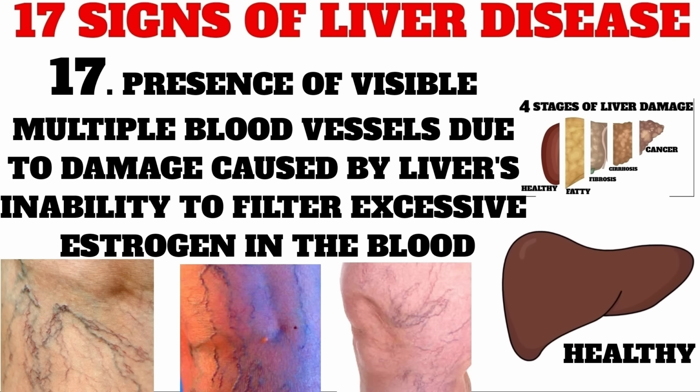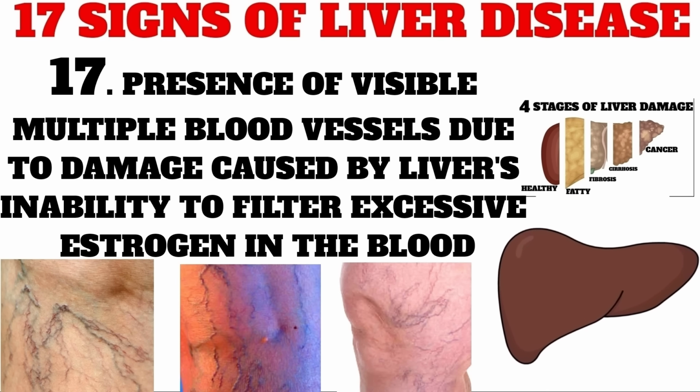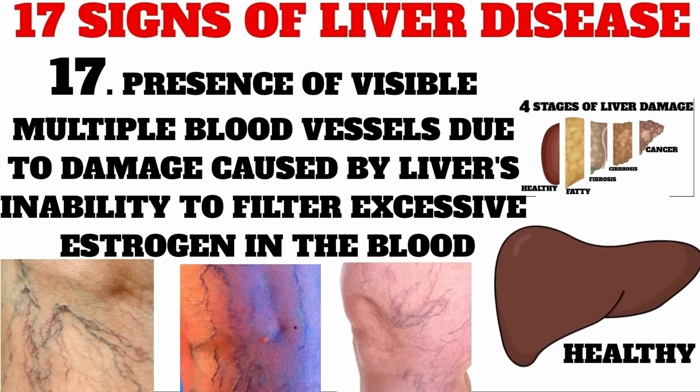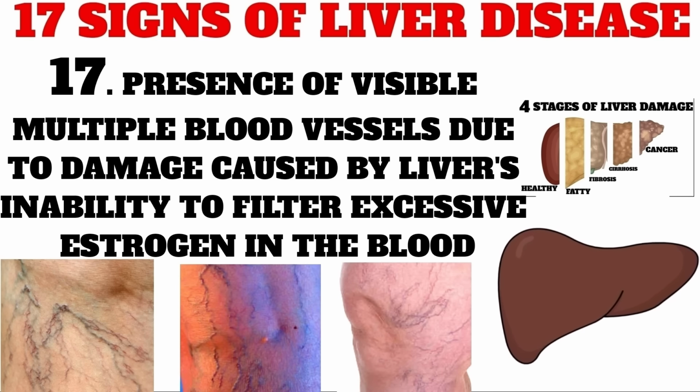17. Presence of visible multiple blood vessels due to damage caused by liver's inability to filter excessive estrogen in the blood.